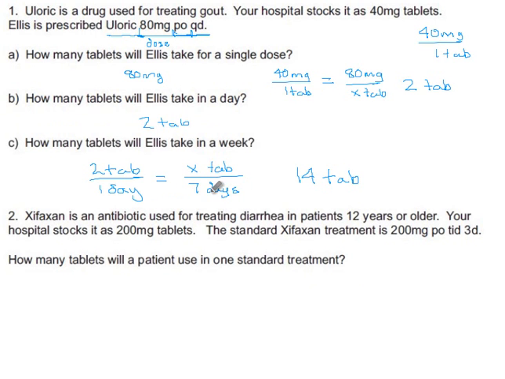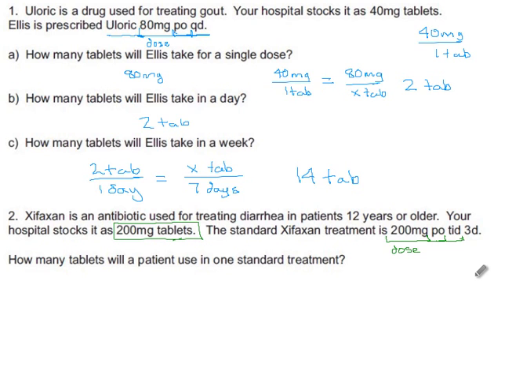Xifaxan is an antibiotic used for treating diarrhea in patients 12 years or older. Your hospital stocks it as 200 milligram tablets, so 200 milligrams per tab is a good thing to know. Standard Xifaxan treatment is 200 milligrams PO TID 3D. So, this is the size of a dose. PO means this is something you swallow. TID, you know that one?